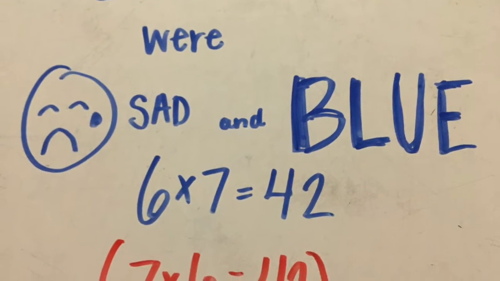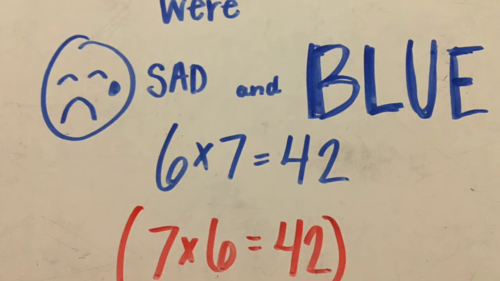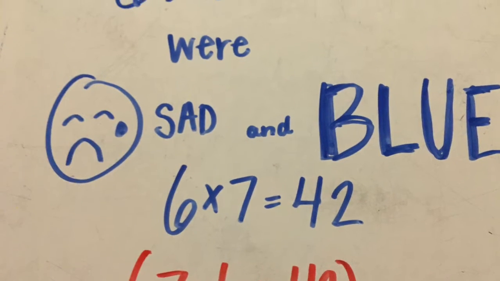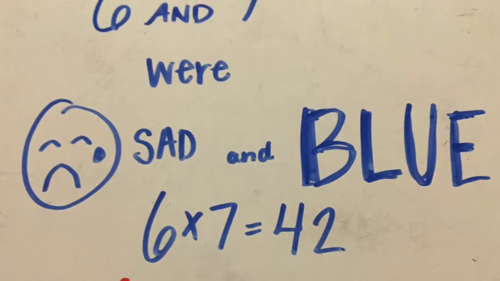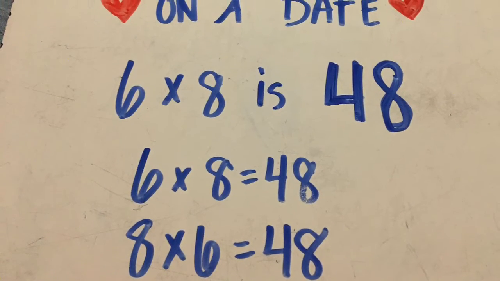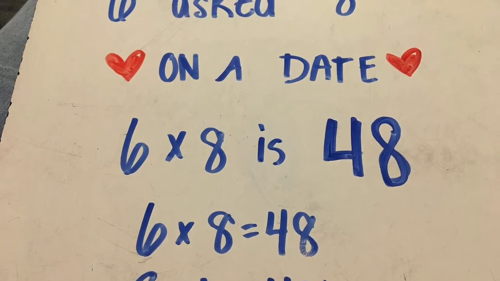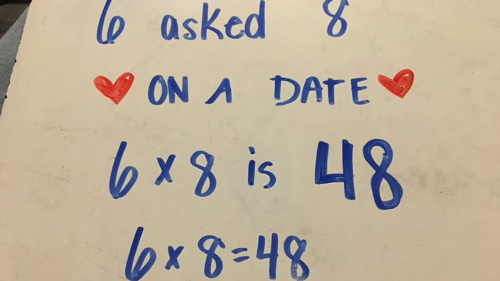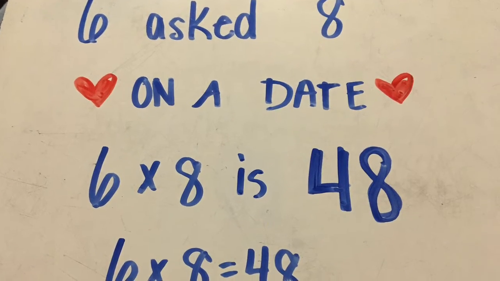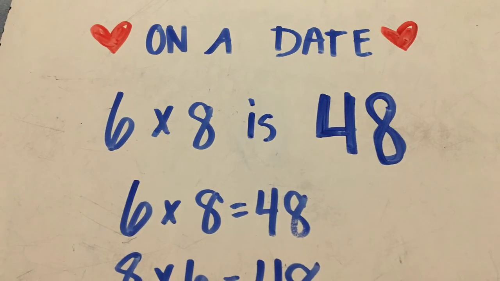The next one is 6 and 7. We're sad and blue. 6 times 7 equals 42. So 6 times 7 is 42. It's the same as 7 times 6 is 42. Our next rhyme is 6 asked 8 on a date. 6 times 8 is 48. 6 times 8 is 48, so therefore 8 times 6 is also 48.